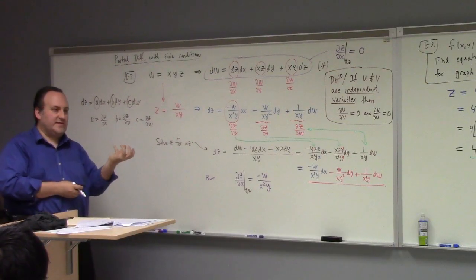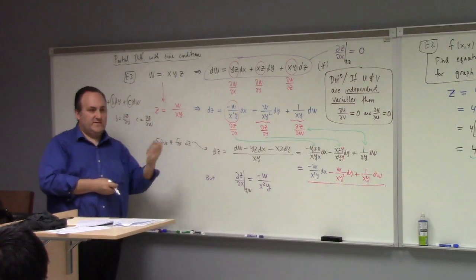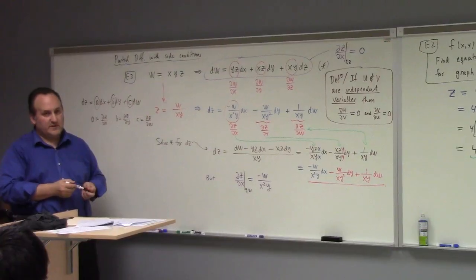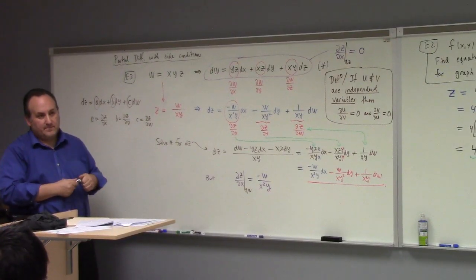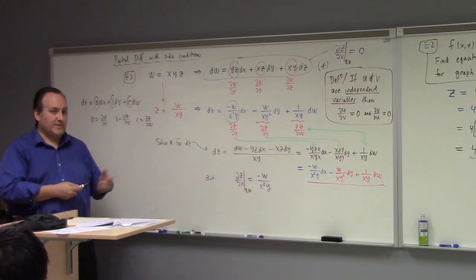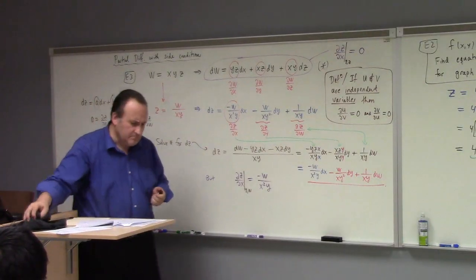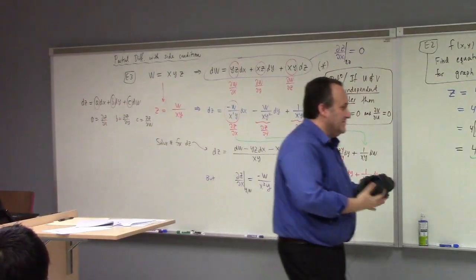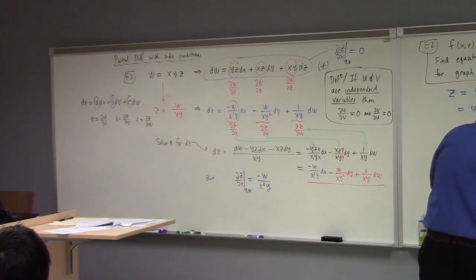We need notation which tells the reader what your set of independent variables is. What is your set of dependent variables? Because your choice of dependent or independent variables will change what the partial derivatives are, even with respect to the same variable, in this case x.